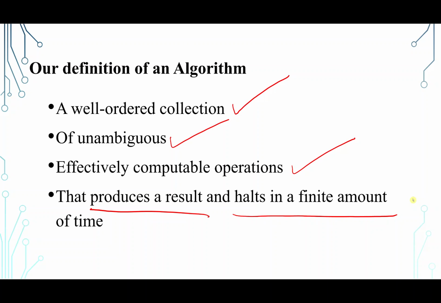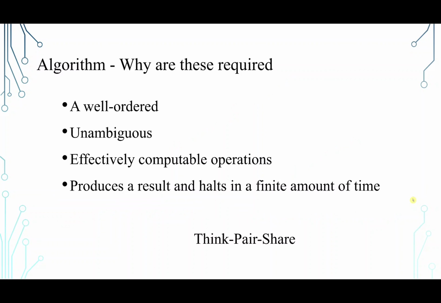So basically, our definition of an algorithm is: 1. A well-ordered collection. 2. Of unambiguous. 3. Effectively computable operations. 4. That produces a result and halts in a finite amount of time. So, putting that together, that will be a well-ordered collection of unambiguous, effectively computable operations that produces a result and halts in a finite amount of time.